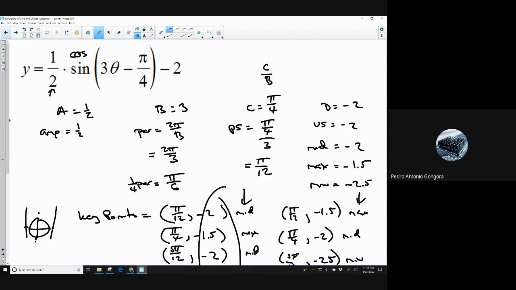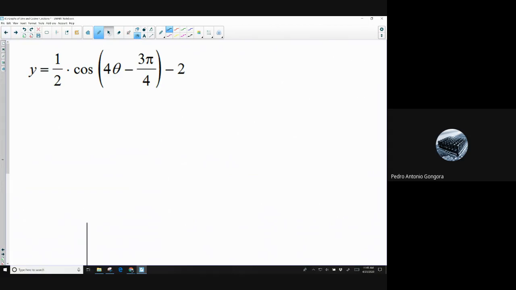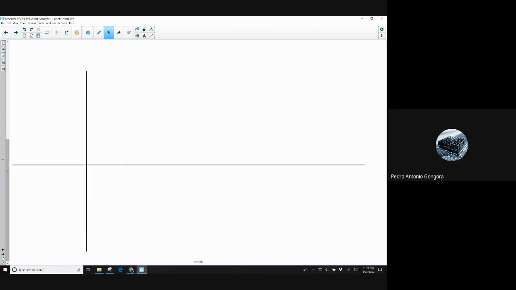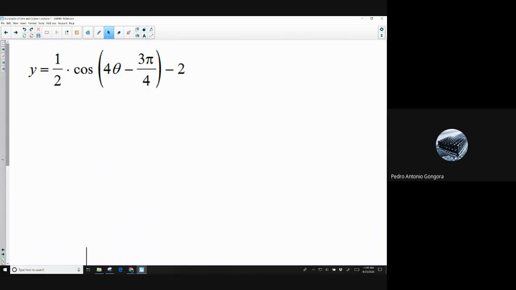Okay, so let's do a full cosine. All the stuff that I do, let's change it. We just did a half. Let's change this. Let's make it a three. All the stuff that I just did is going to be exactly the same. So we want A, B, C, D. And actually, let's change this to do something different. A would be 3. That makes the amplitude equal to 3.